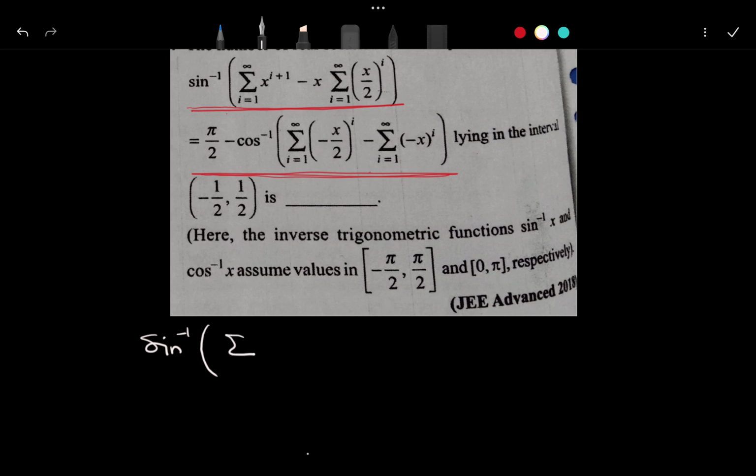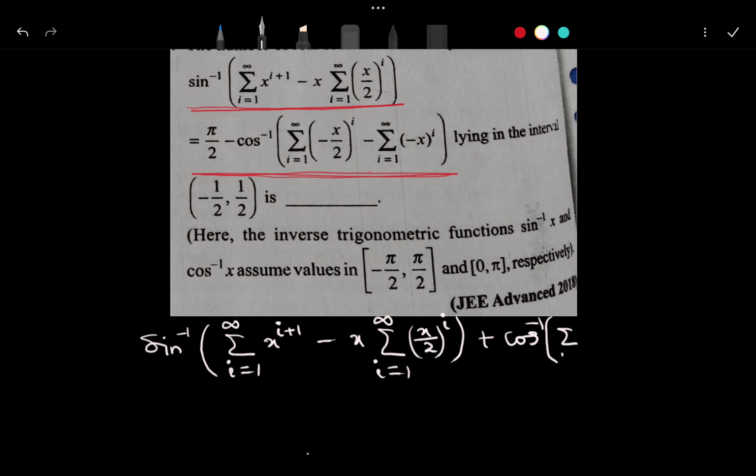What is the given expression? Sigma i equals 1 to infinity of x to the power of i plus 1, minus x into sigma i equals 1 to infinity of (x by 2) whole to the power of i, plus cos inverse of sigma i equals 1 to infinity of (minus x by 2) whole to the power of i, minus sigma i equals 1 to infinity of (minus x) whole to the power of i. So this value is equal to pi by 2.